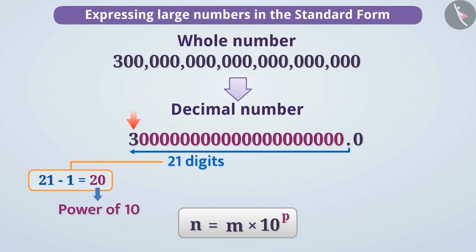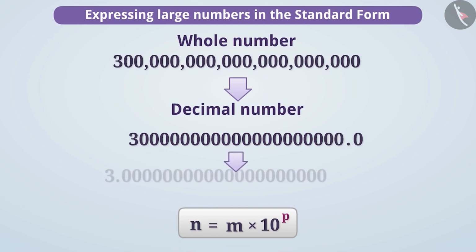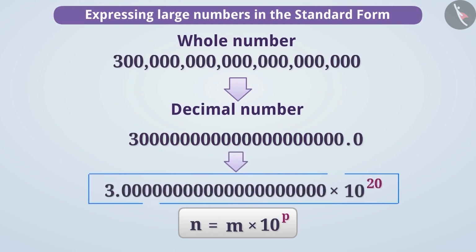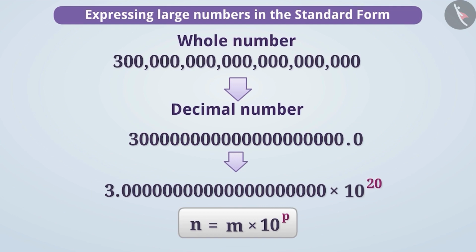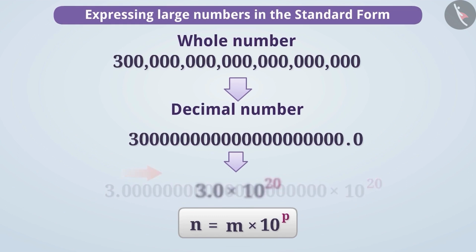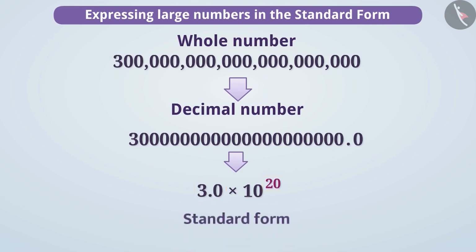In this way, we can place the decimal point to the right of digit 3. Lastly, we will remove all zeros after the last non-zero integer to the right of the decimal point. Here, there are no non-zero integers after the decimal point. Therefore, we will keep one zero and remove the rest. This will give us the value of m as 3.0. Now, using the values of m and p, we can write the standard form of the number as 3.0 into 10 to the power of 20.